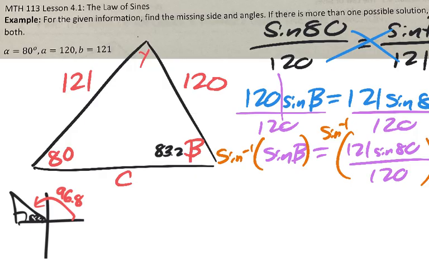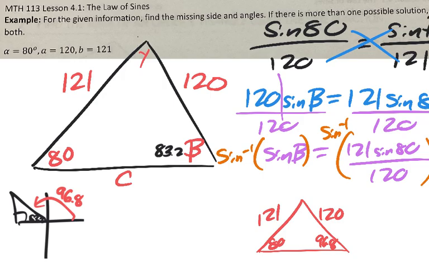Is everybody good with that? 96.8? There's two possible solutions. Maybe. Because that works. Does it? Yeah, it leaves you with like 3.2 for the other angles. So this could be 96.8 for beta, 121, 80, 120. Here's how you know.